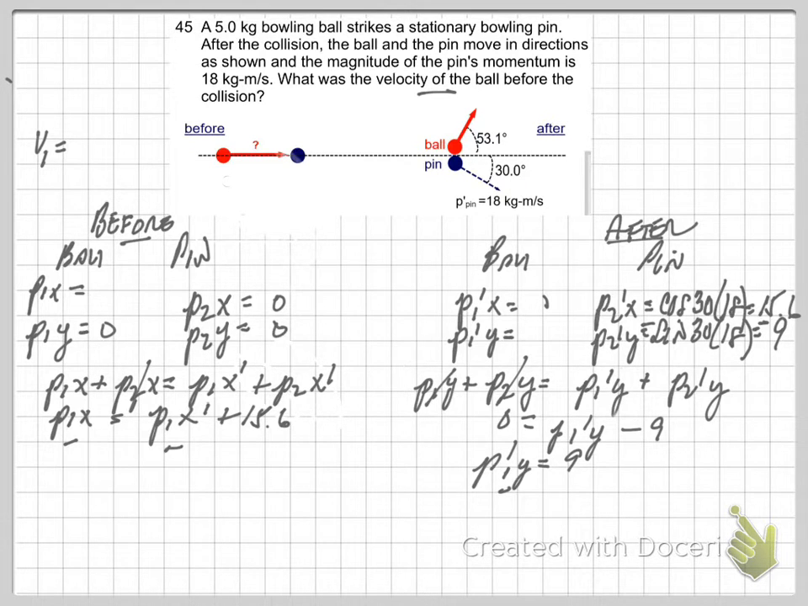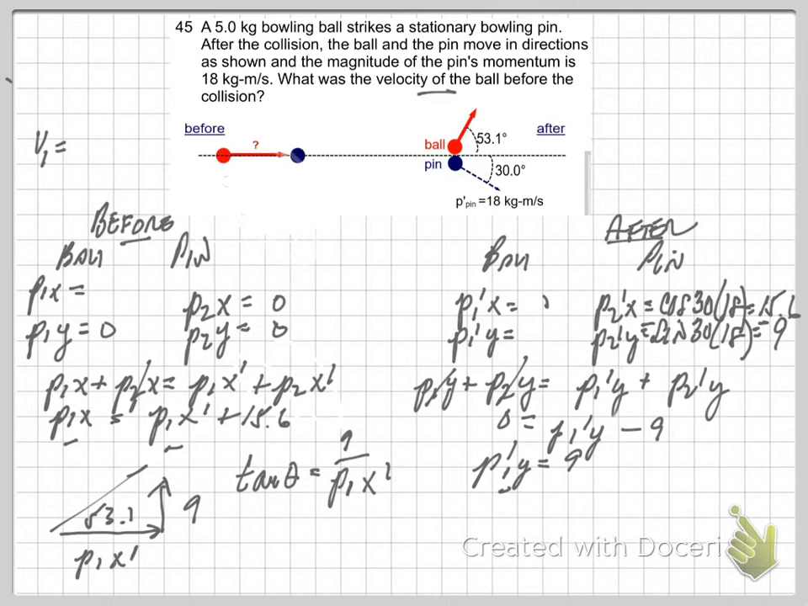But we can look at this and say, okay, P1 in the x direction, final, goes this way, and P1 prime in the y direction is equal to 9. And they did give us the angle. They said that was 53.1. So we have a relationship between opposite and adjacent, which is tan. So tan theta equals the opposite over the adjacent.